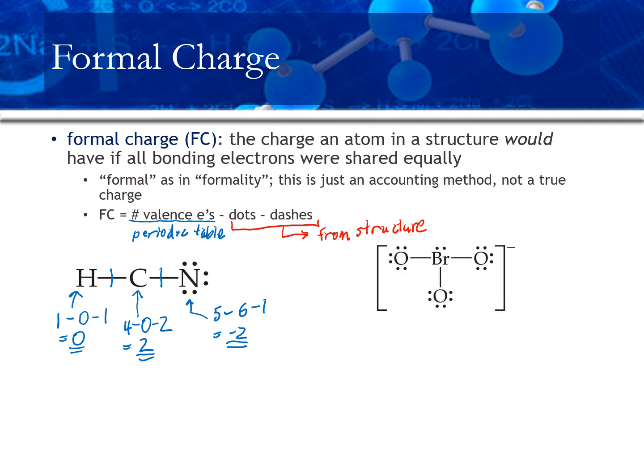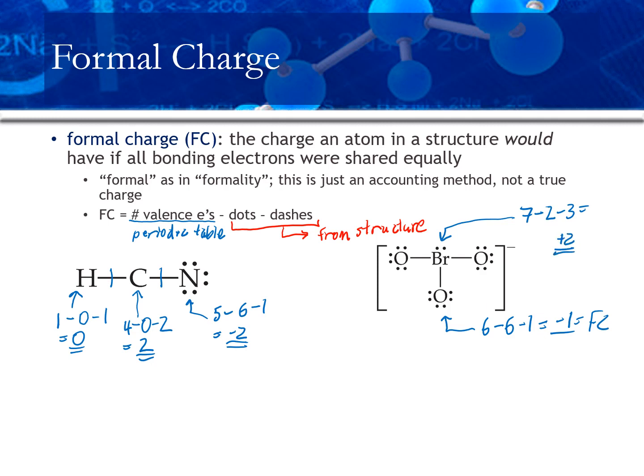One more example. In this ion over here, first of all, the square brackets and the charge here are meant to represent that the entire structure has collectively a -1 charge without specifying which exact atom the charge is on. That's all the square brackets are about. If we look at the oxygens, oxygen has a valence of 6. This has 6 dots on it and 1 dash. So this has a -1 formal charge. If we look at the bromine, bromine is in group 7. It has 2 dots and 3 dashes, so it has a formal charge of +2.